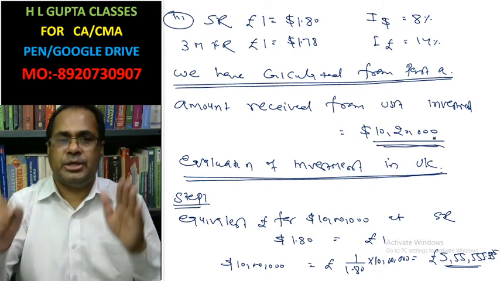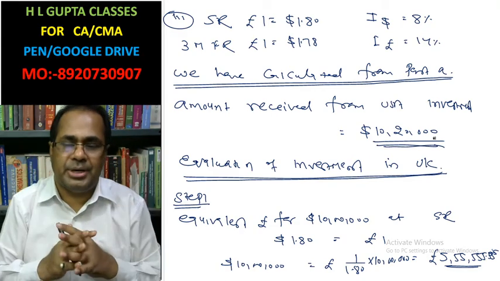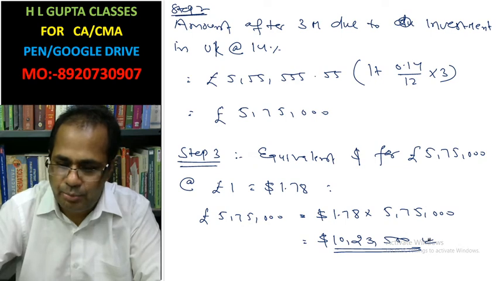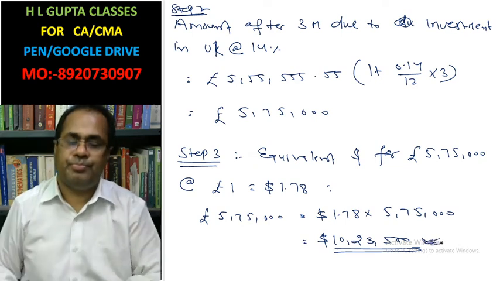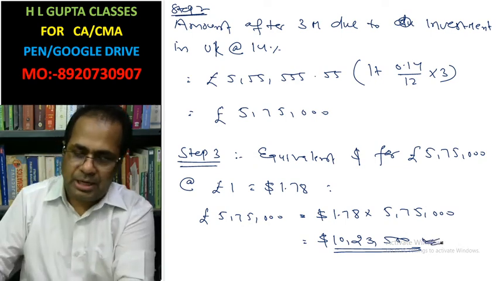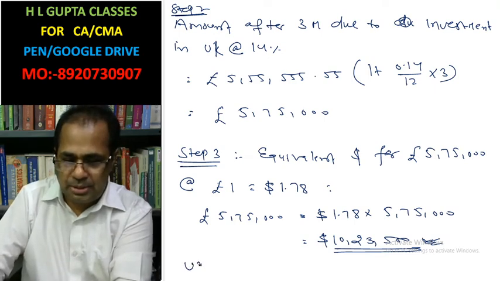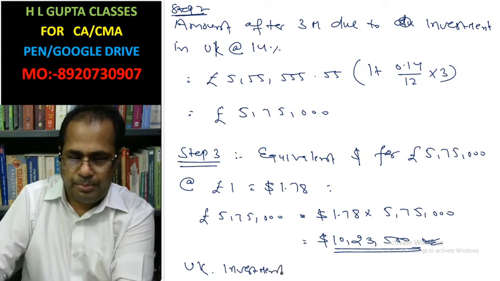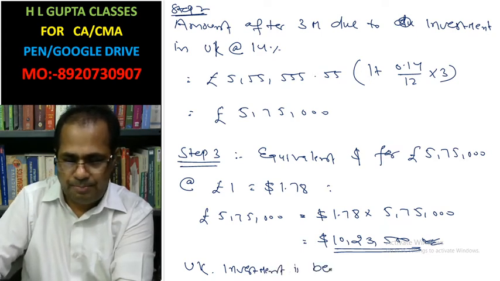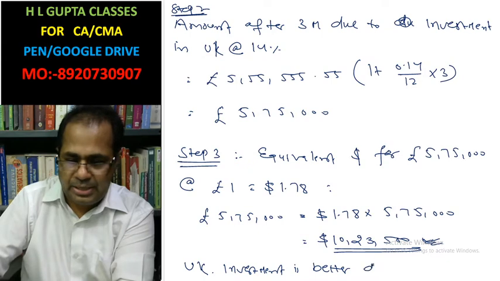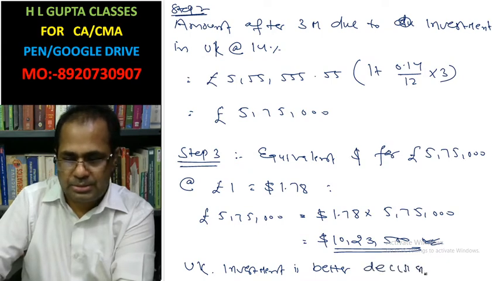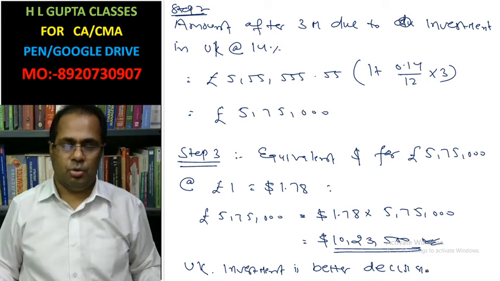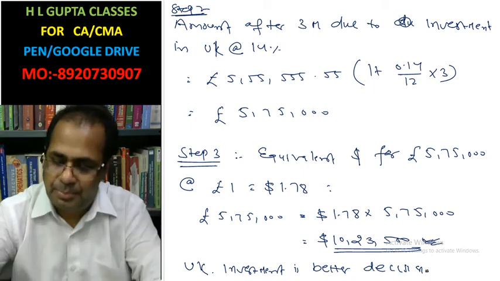In this case, UK investment is better because UK investment gives the higher amount. How can you give the answer? UK investment is better decision. Okay, do you understand? Now, part C has been completed.